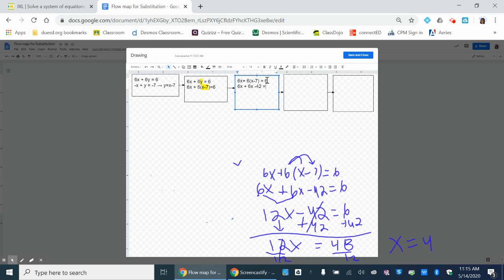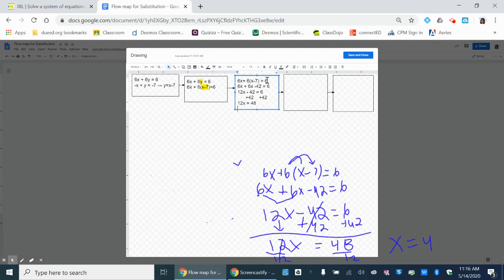Remember, we distributed, and then we combine like terms. 6x plus 6x is 12x, and then we saw the minus 42 equals 6. I don't know how some of you guys did it. I think you would do this, and then you add 42 to both sides. And then we get 12x equals 48.